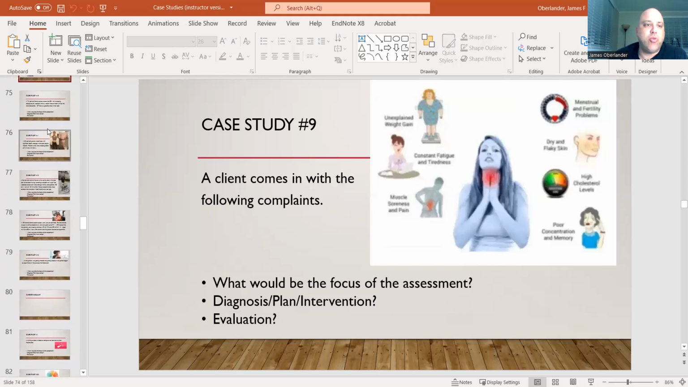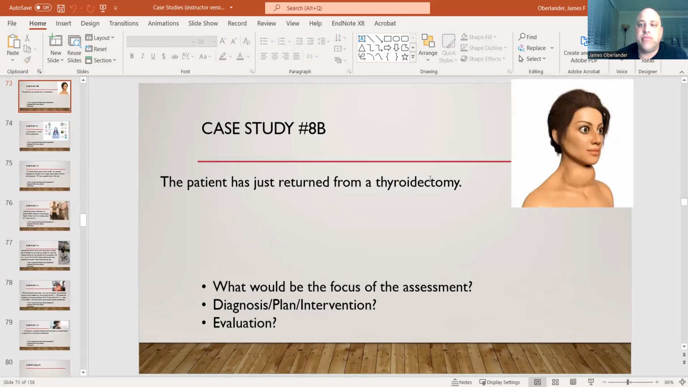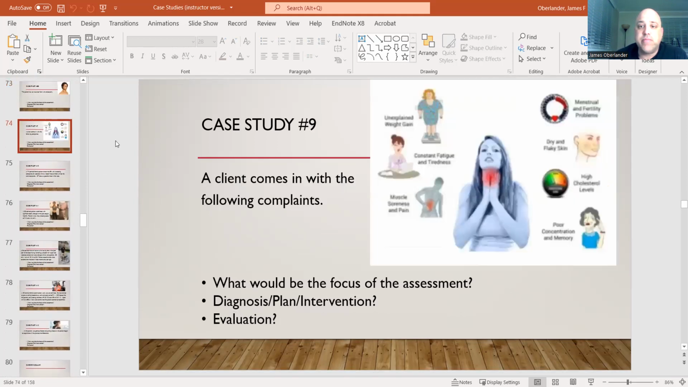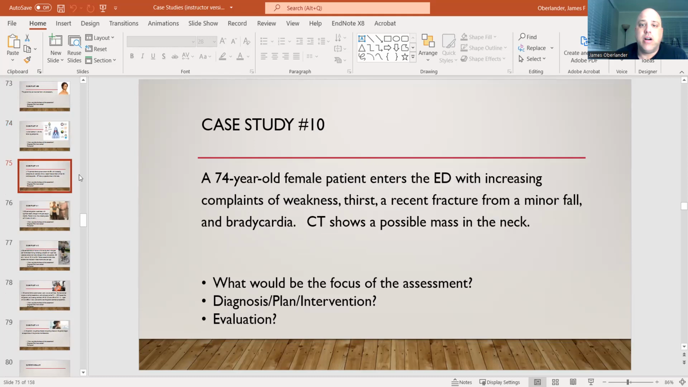There were only a few more. This one is a picture of hypothyroidism. Constant fatigue, sore, cold, dry skin, fertility issues. That means they need thyroid hormone. The next one: weakness, thirst, recent fracture from a minor fall and bradycardia. CT shows a possible mass in the neck. That one is tough, but that's probably dealing with parathyroid issues, because that minor fall changes the calcium level.